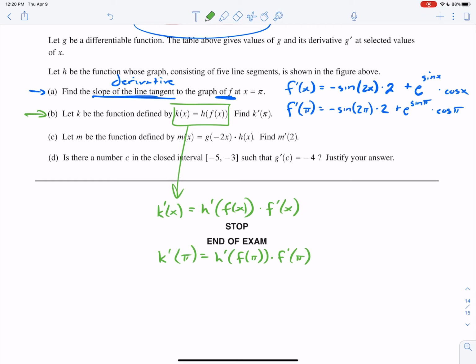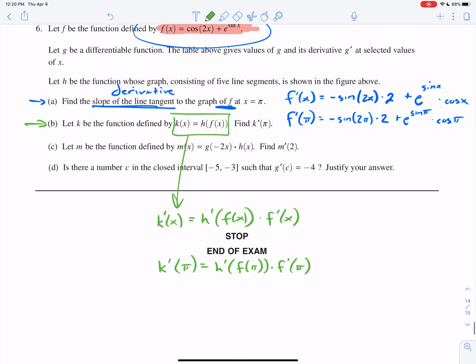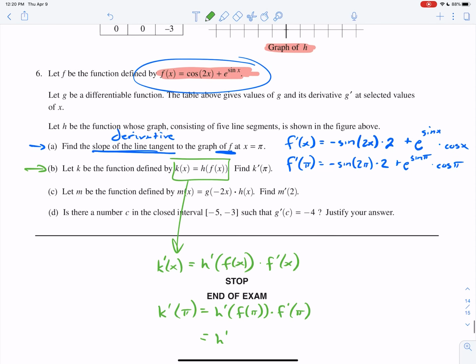Okay, so what the heck is f of pi, right? You're given f here. Now, you could leave it in the abstract answer, but just so that it matches up with our scoring guidelines, if you plug in pi, you'll get cosine of 2 pi plus e to the sine of pi. Cosine of 2 pi is going to be 1. Sine pi is going to be 0, and e to the 0 is just 1, so that gives me 2.